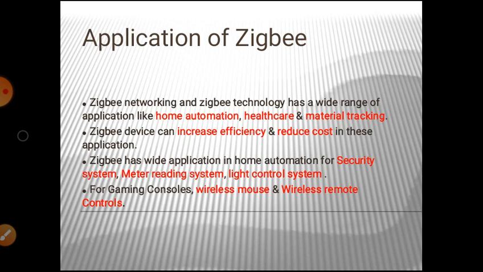Now, next is application of ZigBee. ZigBee networking and ZigBee technology has a wide range of applications like home automation, healthcare and material tracking. ZigBee devices can increase efficiency and reduce cost in these applications. ZigBee has wide application in home automation for security systems, meter reading systems and light control systems. For gaming consoles, wireless mouse and wireless remote controls are used. These are the applications of ZigBee.